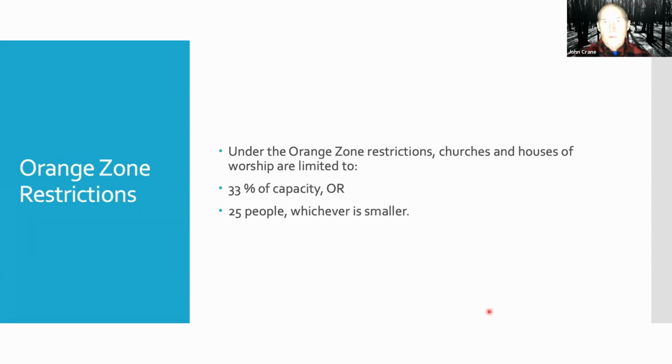Okay, now we were trying to figure out what we were going to do when this week, all of a sudden, we were placed into the orange zone, where we have less leeway in deciding what we want to do about church, because under the orange zone restrictions, which includes most of Erie County, New York, churches and houses of worship are limited to either 33% of capacity or 25 people, whichever is smaller. So that's a pretty small number of people allowed to gather together.